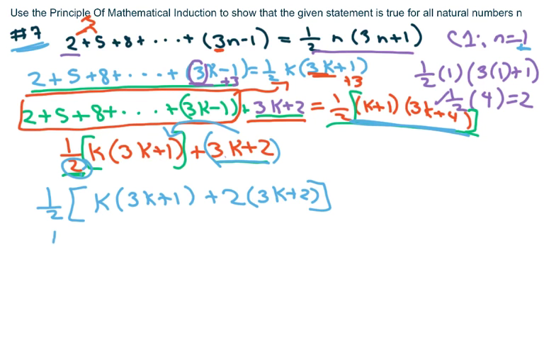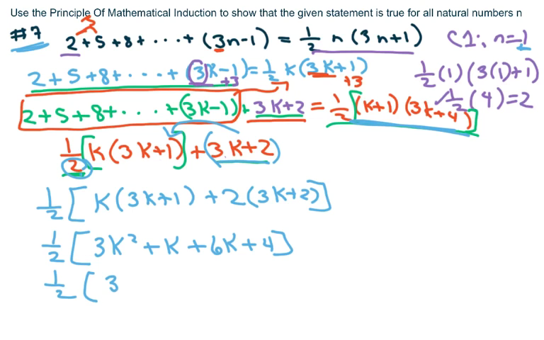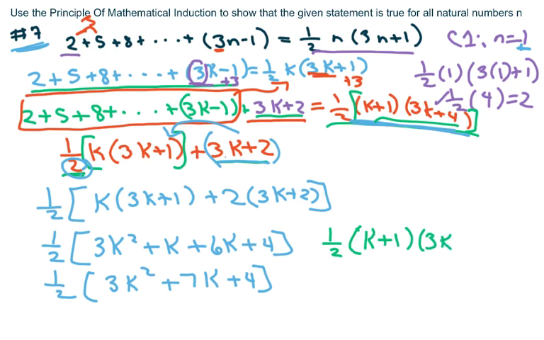Now I'm going to simplify inside here. You get 3k squared plus k plus 6k plus 4, and this is going to give you 1/2 times 3k squared plus 7k plus 4. Now we have to factor this, but we already know it's supposed to look like this, right? So I'm going to make it look like k plus 1 times 3k plus 4.